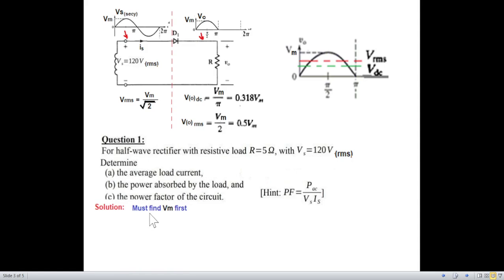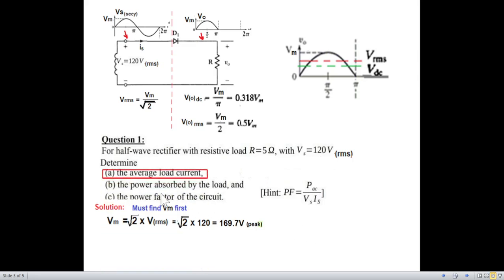And the first thing that we must find is Vm. Why? Because you can see these all depend on Vm. VODC depends on Vm, VORMS depends on Vm. And where from we can find Vm is from here. We know the RMS value is given. So using this formula, we can find Vm. So Vm will be root 2 VRMS, which is root 2 into 120, equal to 169.7 volt. I'm just writing peak, that is the maximum value.